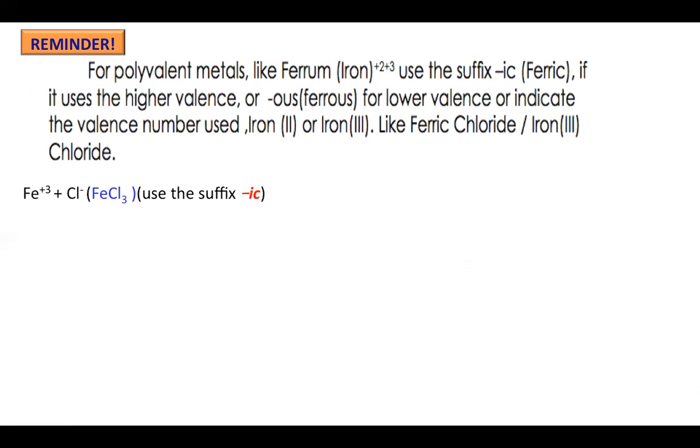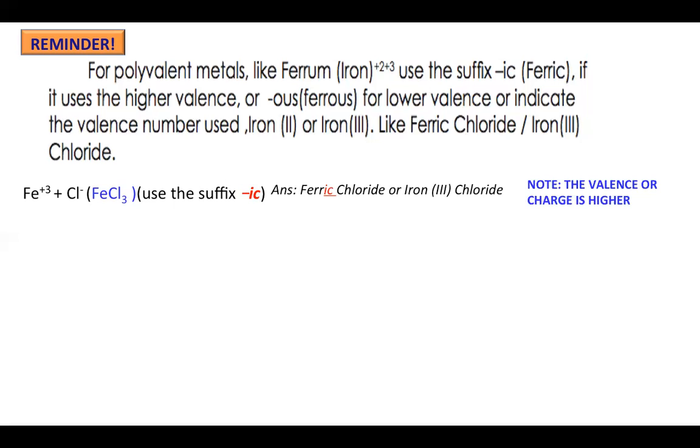So, let us illustrate more. You have Fe plus 3 plus Cl negative become cross. So you have the chemical formula of FeCl3. So use the suffix IC. The answer is ferric chloride or iron 3 chloride. So kung ang sagot mo ay iron 3 chloride, ang FeCl3, tama. Pero kung ang sagot mo naman ay ferric chloride, tama din. Pero kung ang sagot mo ferrous chloride, wrong.